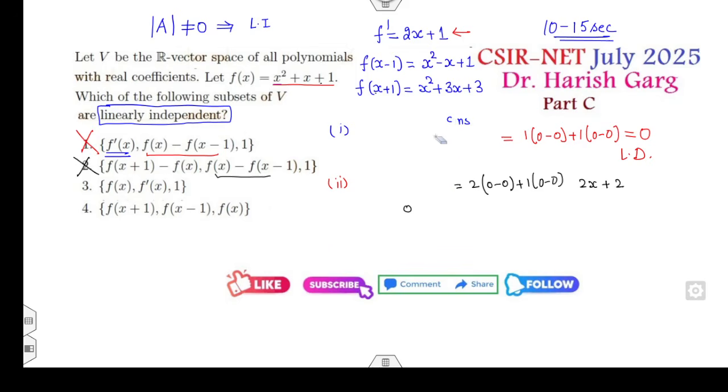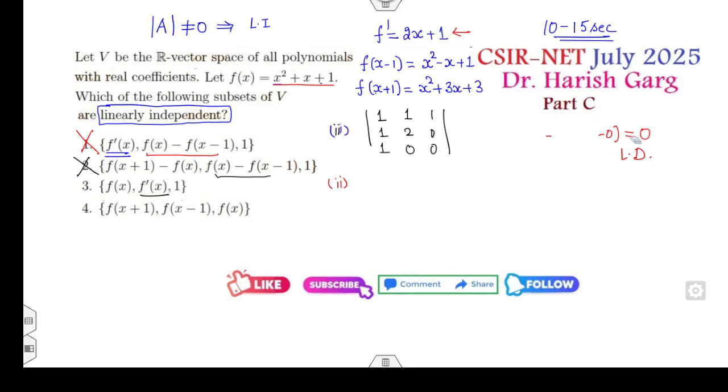Now look at the third option. The value is f of x. Let's start with the third option, f of x: constant, coefficient of x, coefficient of x square. f dash is 1, 2, 0. And the constant is 1, 0, 0. So how can you find the determinant? I think it's very simple. It will be 1, then minus 1, and plus 1. It's 0 minus 2, which is minus 2. It's non-zero. Yes, the third option is the correct option.